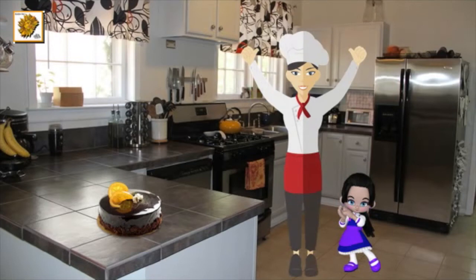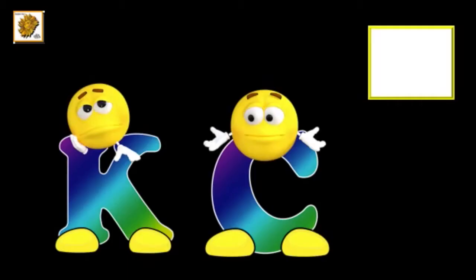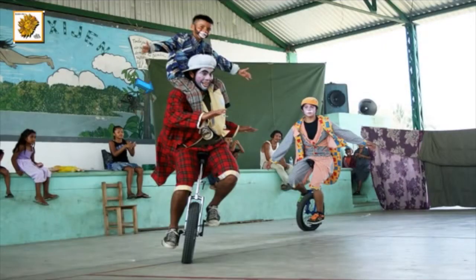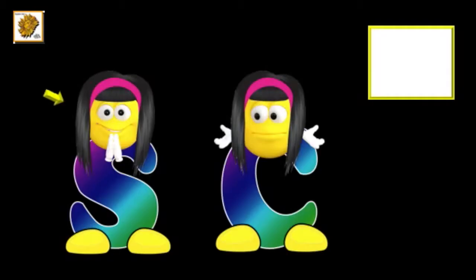Callie is in the kitchen, baking a cake for Carmen. The letters K and C can say K. My name is S, and my sister's name is C. Sometimes we like to make the same sound. S. Cedric, Cyrus, and Seth are riding on unicycles. The letters S and C can say S.